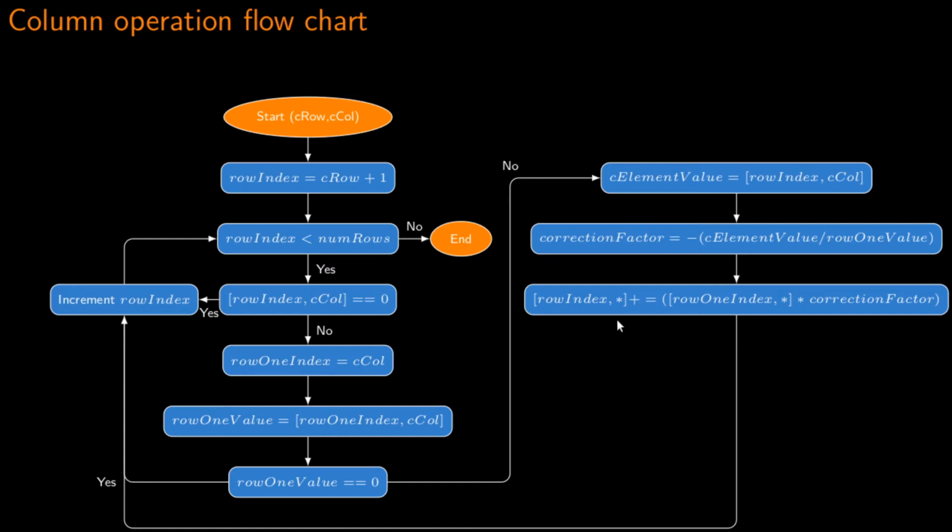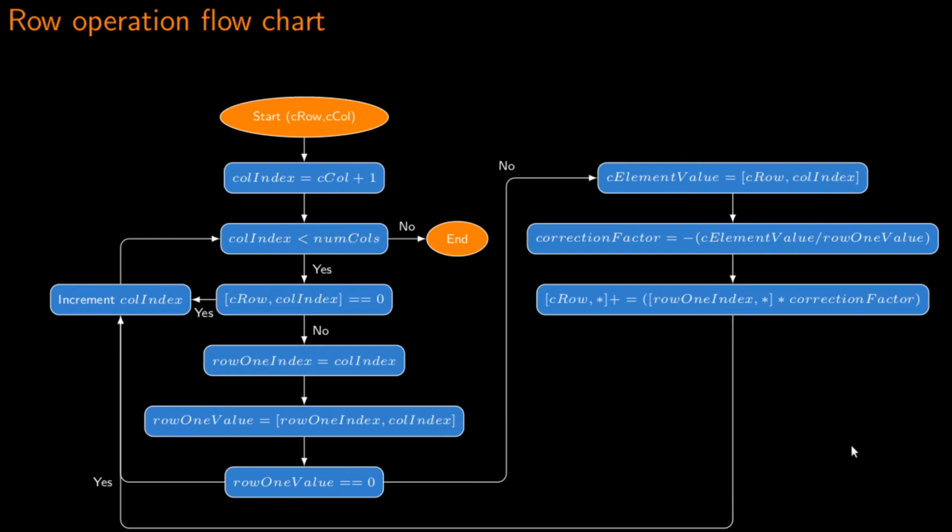So we need to calculate the value of the correction factor such that when we multiply the row given by row 1 index by that correction factor and then add that to the row given by row index, it will make the element in the current column, C col, that we're considering equal to 0. That's the objective. And then once we've done that, we simply loop back around here, increment row index, and continue. So that will go through the column and perform that operation.